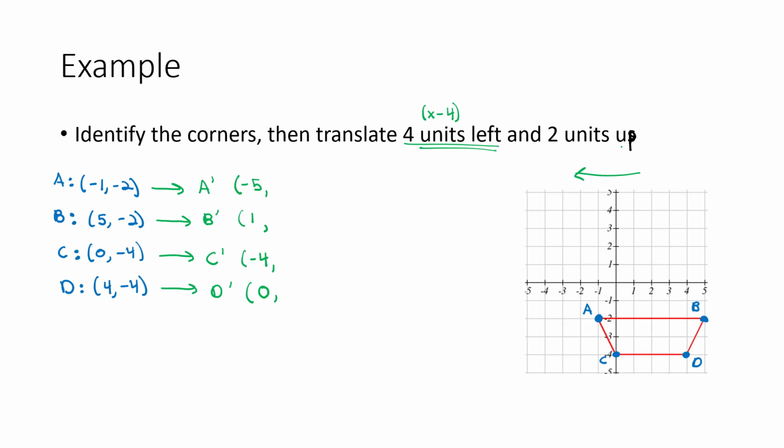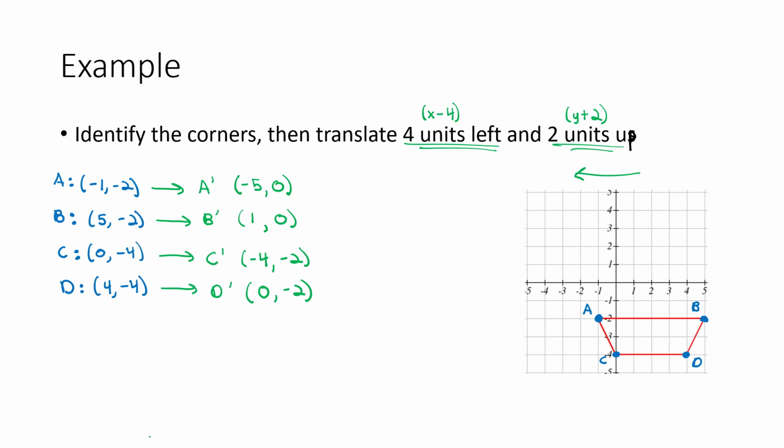We also are going to move 2 units up, which means we need to take the y-coordinate, which tells us how far up and down to go, and add 2. A was at -2. -2 plus 2 is 0. B was at -2. -2 plus 2 is 0. C, -4. -4 plus 2 is -2. And D, -4 plus 2 is again -2.